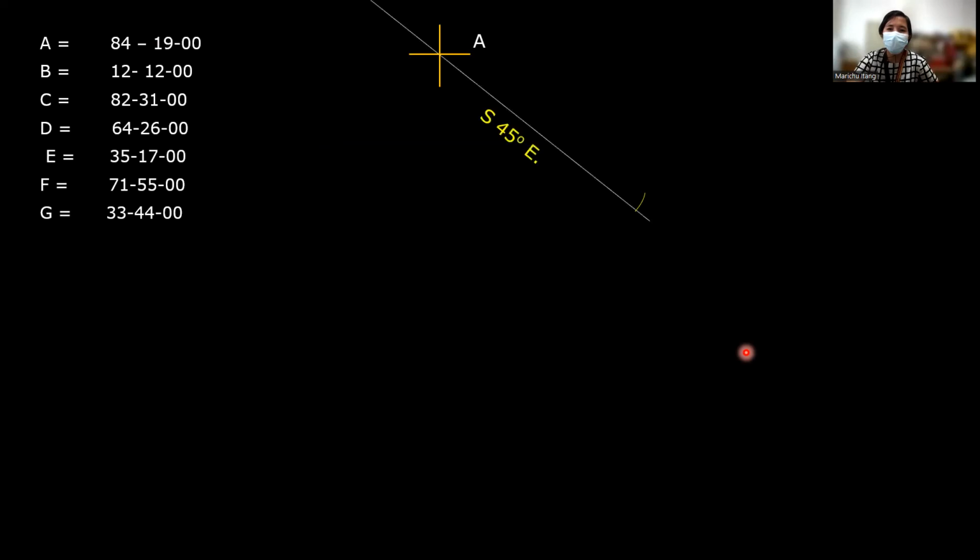Okay, so A to B, we have the given bearing of line A to B. So from here, this is equivalent to south 45 degrees east. So nandito yung ating position ng B.